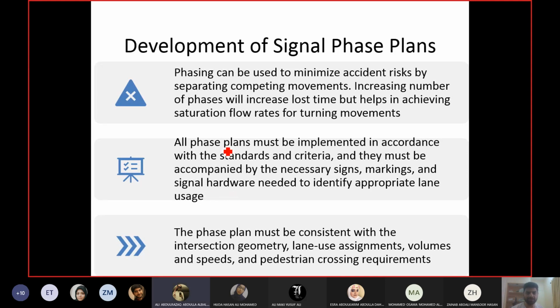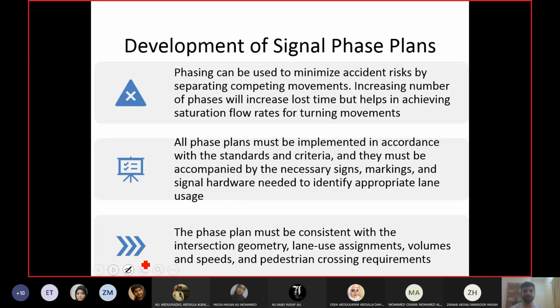So your phasing plan will indicate how the lanes should be used, and once you have made your phasing plan, you have to provide the necessary marking, signs and hardware for the driver to know what the phasing plan is. So you come to an intersection, you see 2 sets of lights, and you already know that there is a separate phase for left turning.